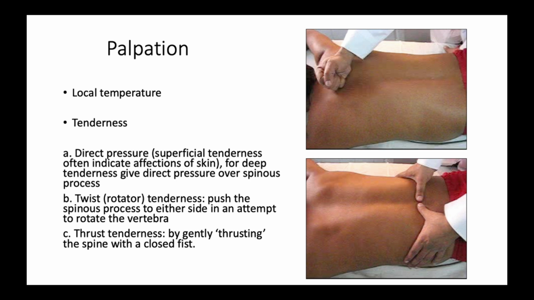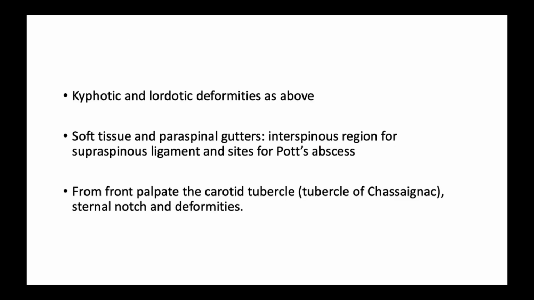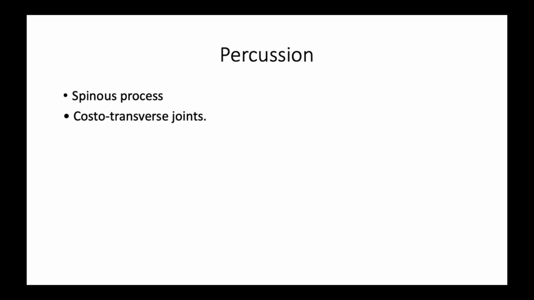Next in line is palpation. Start off by measuring the local temperature, note for any tenderness, classically described as direct pressure, rotatory tenderness, and twisting. While checking tenderness, be gentle, stop if the patient complains of pain. The other findings of inspection, like the kyphotic lordotic deformities, the presence of step in spondylolisthesis, paraspinal gutters, are better delineated and confirmed on palpation.